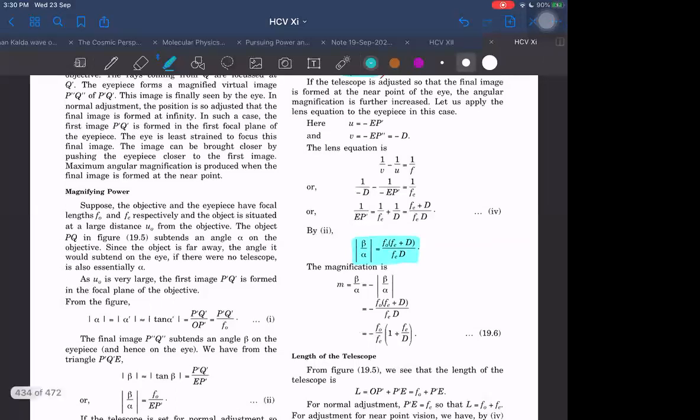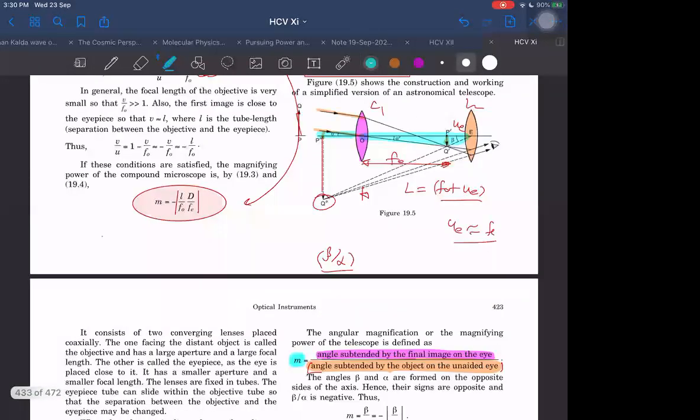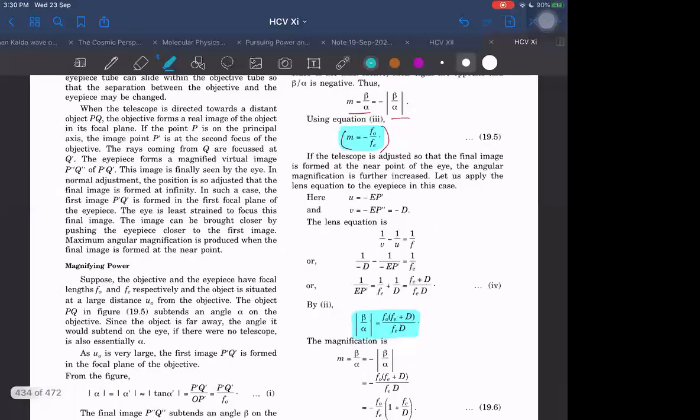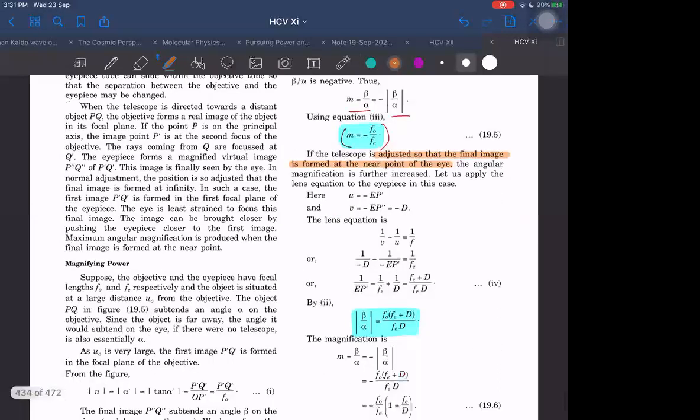F naught by Fe. The only discussion here is that when the final image is formed at the near point, then we should not write F naught by Fe, we should write it as F naught by UE. You will understand what we should write, F naught by UE, magnitude wise.